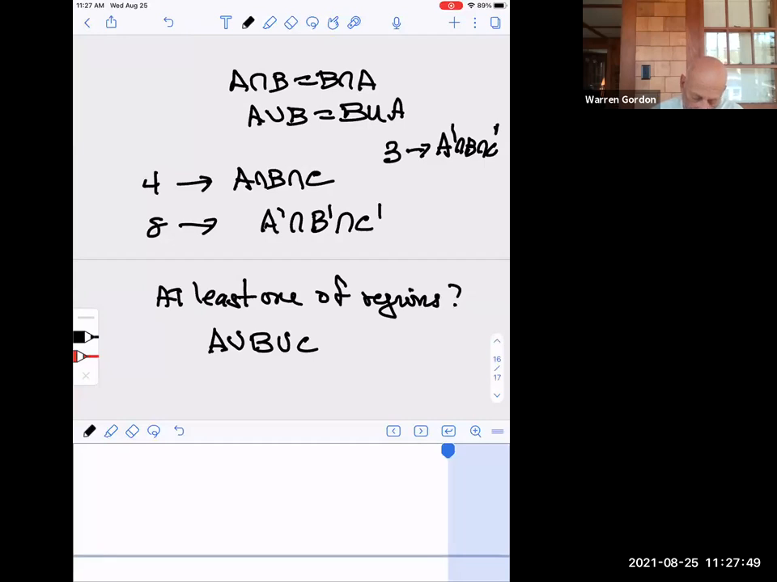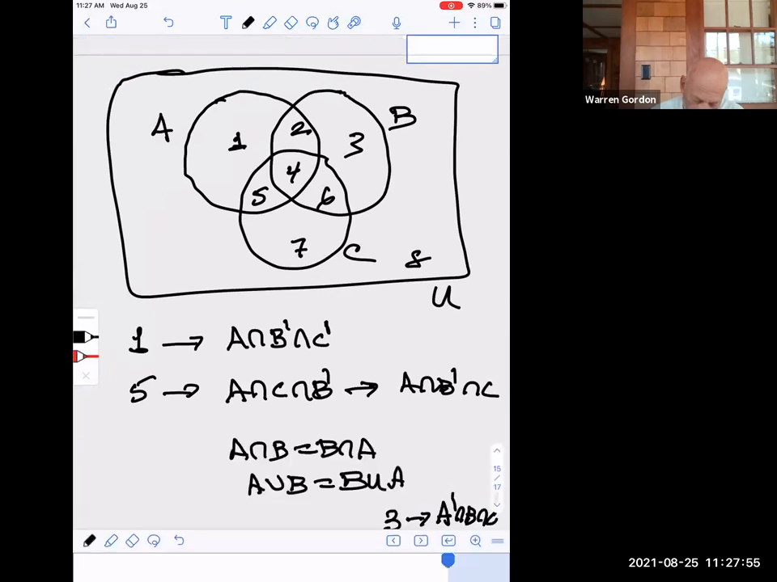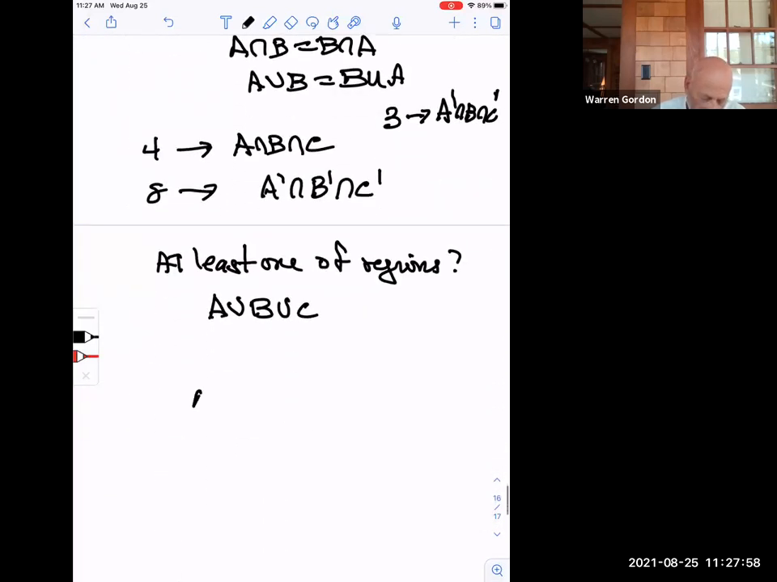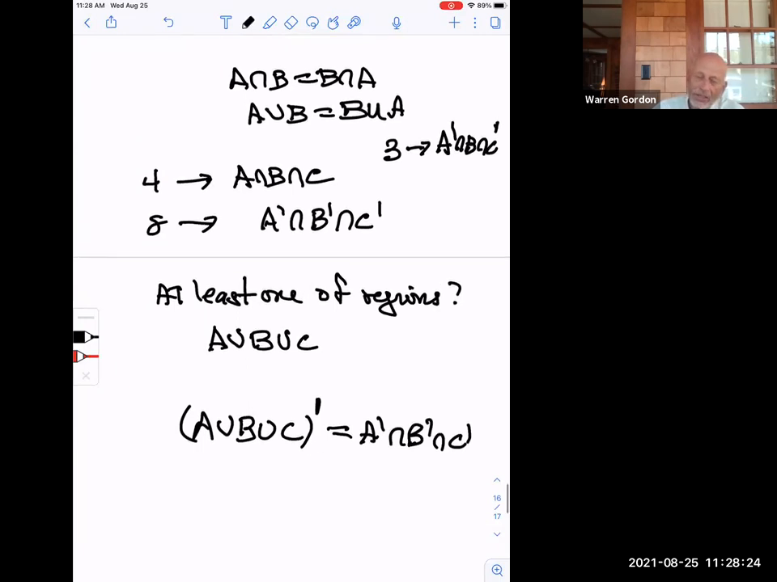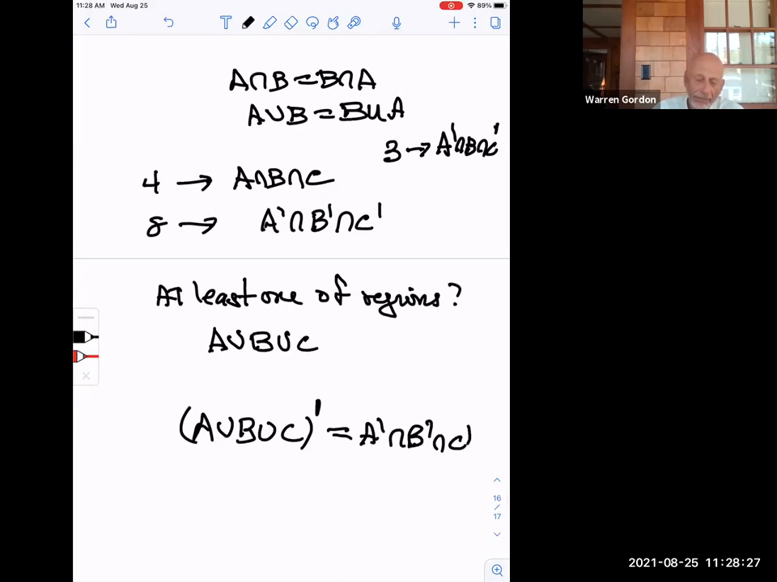And by the way, what is the complement of this equal to? If it's not in one of the regions, this says it's not in any of these regions. By De Morgan's law, we have this result, but notice it's obvious from my picture. If it's not in at least one of the regions, it's in none of the regions, and that's not in A, not in B, and not in C. Okay.